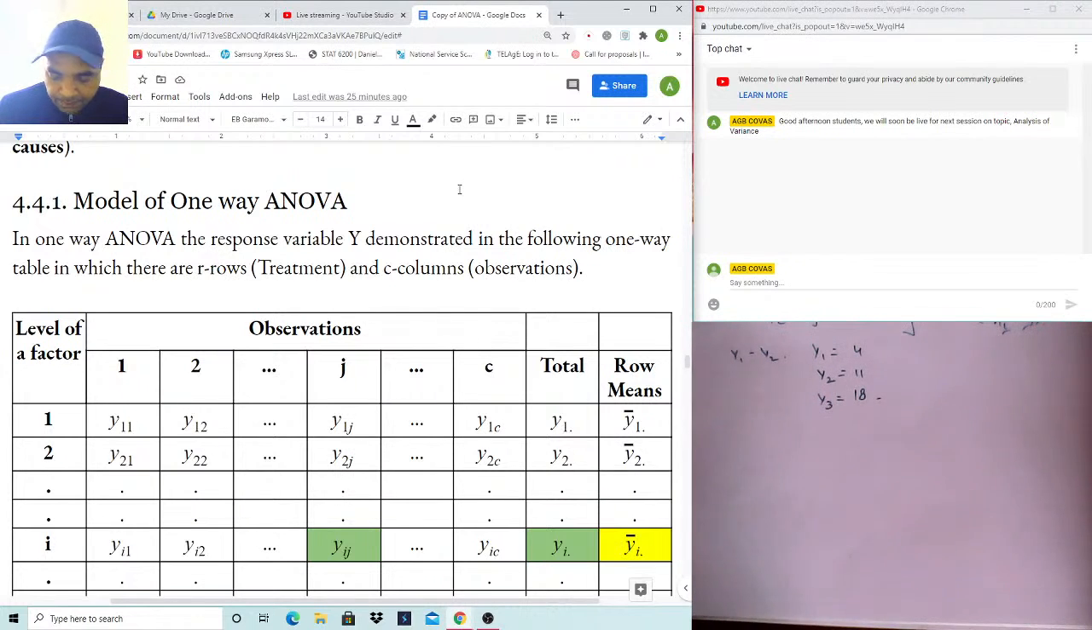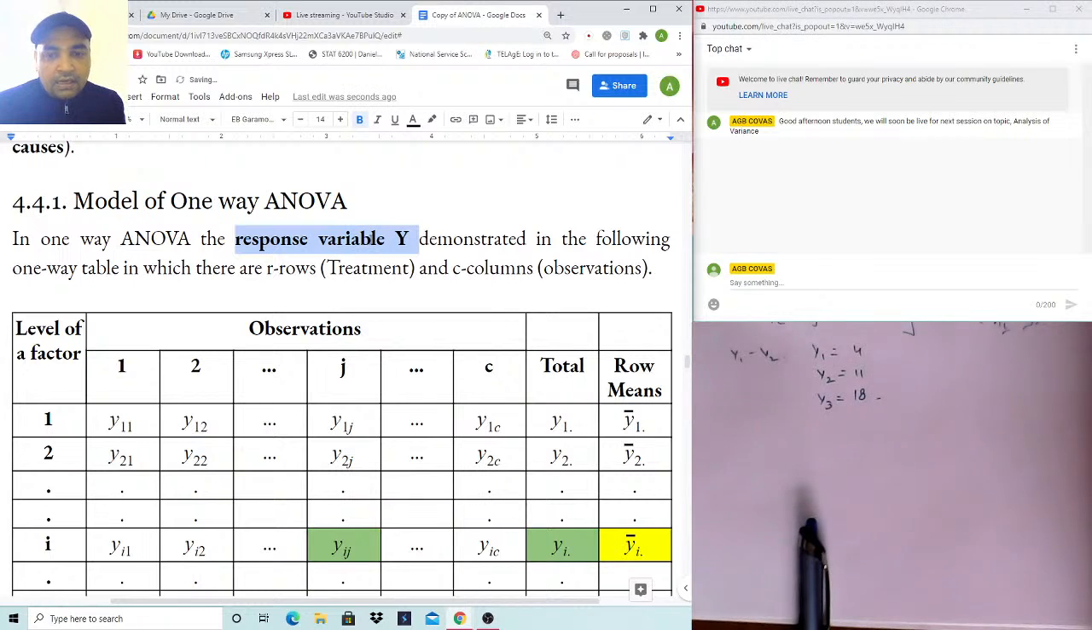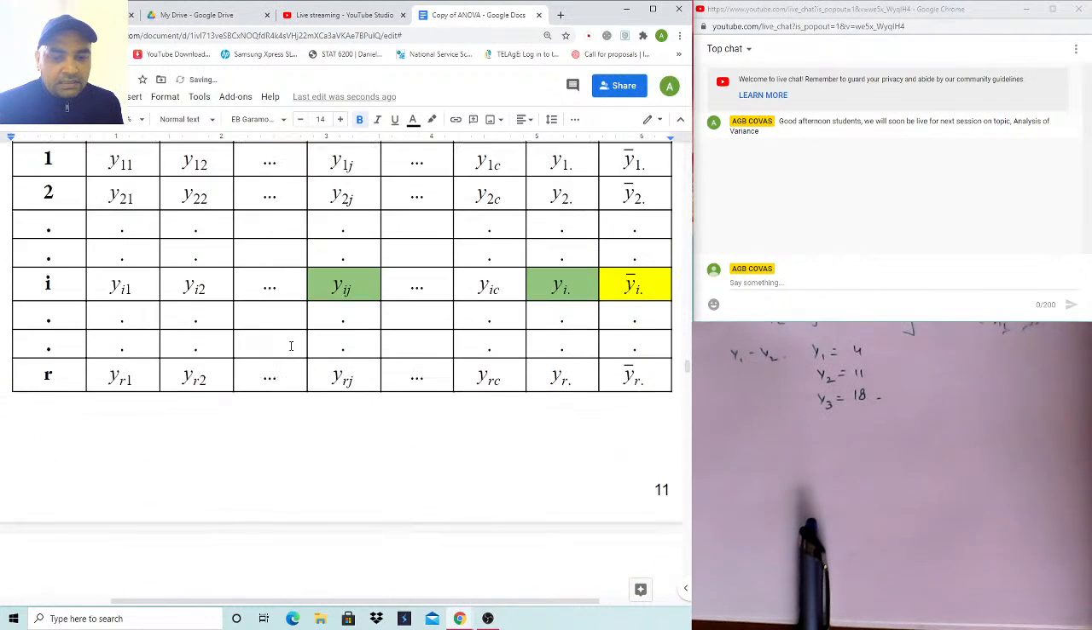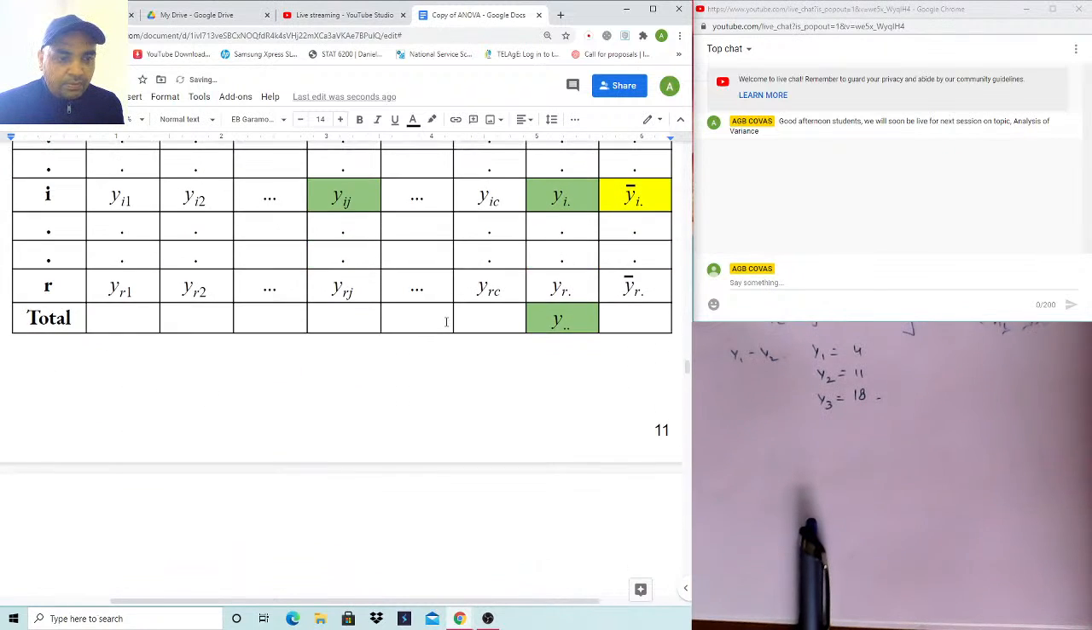In one way ANOVA, we have a response variable y, as there was the yield of shrimp we have discussed already, demonstrated in the following one-way table in which there are r rows, where the rows are the treatments, and c columns in which we take the observations.